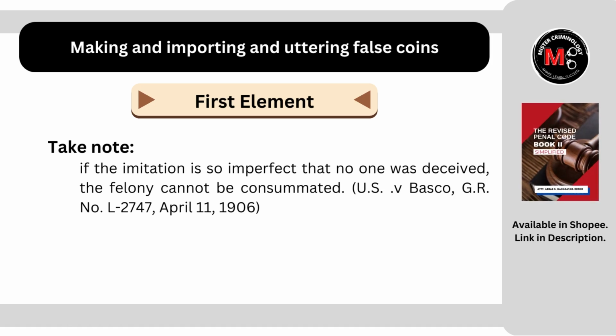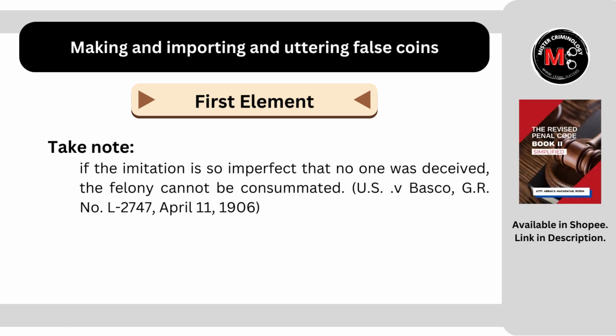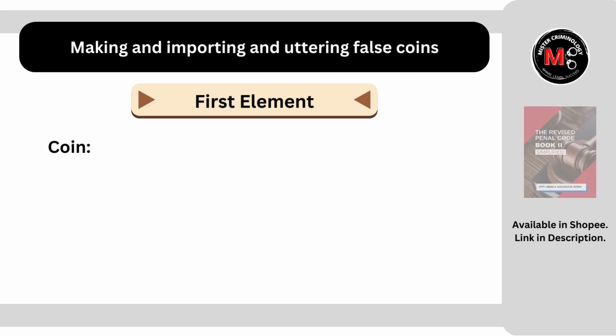Take note, if the imitation is so imperfect that no one was deceived, the felony cannot be consummated. Unang tingin mo pa lang, alam mo ng peke or very obvious na peke siya, hindi makukumit yung crime under Article 163. Anong coin ba yung tinutukoy natin dito?